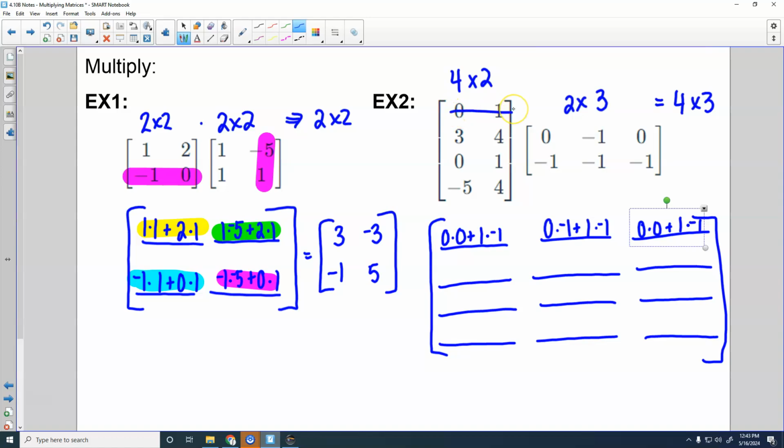So we're done with that one. I'm going to mark it out. We've done that first row. Next row, 3 and 4. So it's going to be 3 times 0 plus 4 times -1. Then 3 times -1 plus 4 times -1. And for the last, we'll have 3 times 0 plus 4 times -1. There.